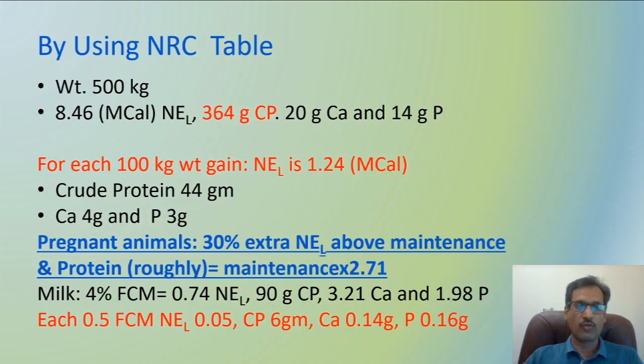So simply you have to add this value to get the nutrient requirement for a 600 kg body weight animal, or you have to subtract this value and then you will get the value of 400 kg. And for each 10 or 20 kg, you can simply divide or multiply this figure according to increase or decrease in the body weight. For a pregnant animal, add 30% extra to any value, and for protein simply multiply the maintenance value with 2.71.